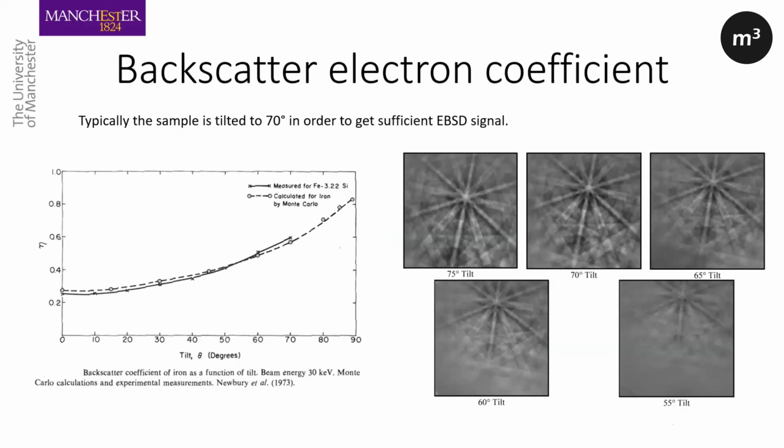Now, if you alter the tilt angle, you still get a signal, but the higher the tilt angle... so I'm showing a series of tilt angles here. Backscatter coefficient increases with the tilt angle. You can see here, for example, for silicon and iron, plots are shown, measurements as well as Monte Carlo simulations, where as you increase the tilt angle, you get a higher backscatter coefficient, and you can see this also in the patterns. So for example, at 75 degrees, you have a much sharper pattern compared to at 55 degrees.